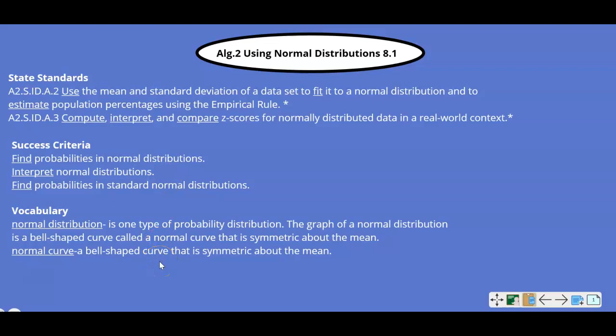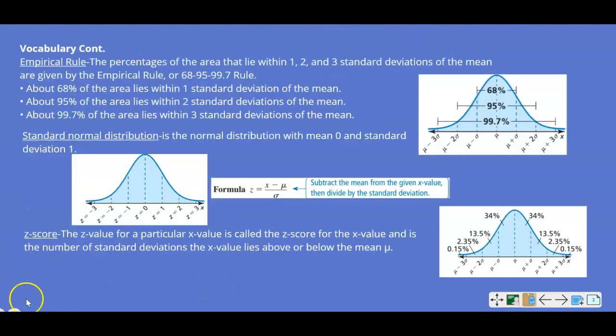Vocab. Normal distribution is one type of probability distribution. The graph of a normal distribution is a bell-shaped curve called a normal curve that is symmetric about the mean. This is the important part of the definition here. It is symmetric about the mean. A normal curve, a bell-shaped curve that is symmetric about the mean.